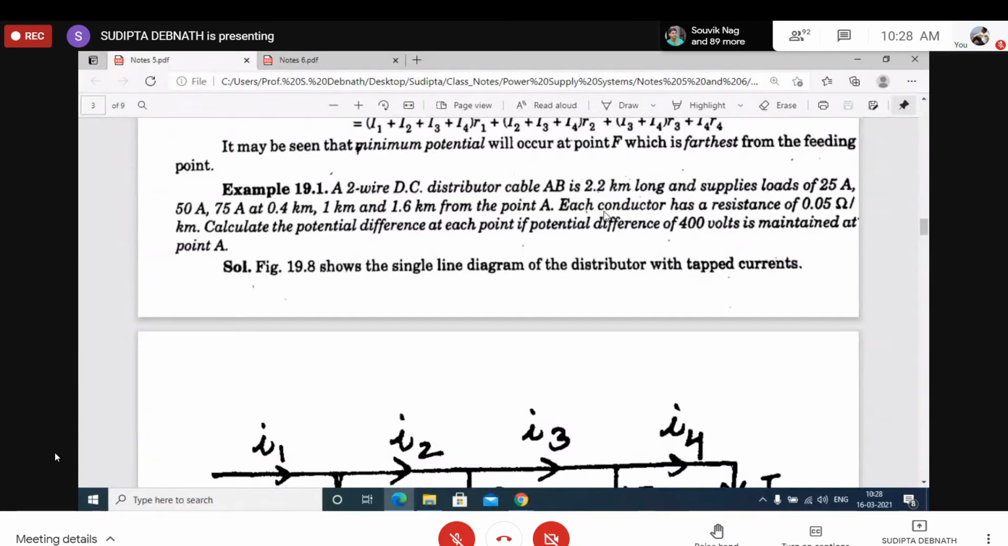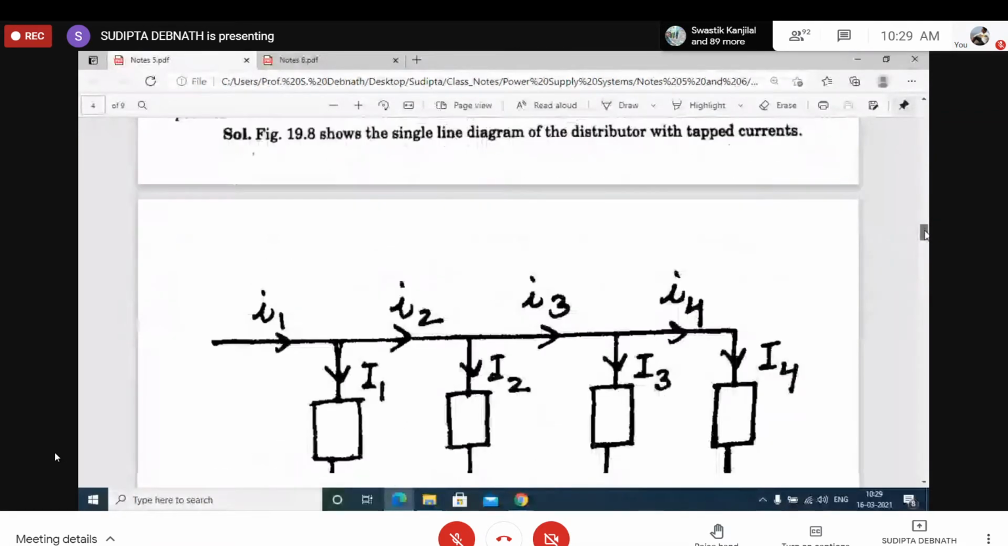Sometimes it is given loop resistance of R ohms. If loop resistance is given, you can understand that it is the resistance of both wires. Sometimes it is given like this, within brackets it is written go and return. Then also you understand that it has considered the resistance of both the wires. But here it is clearly written each conductor has a resistance of 0.05. So you have to multiply it by 2 before proceeding.